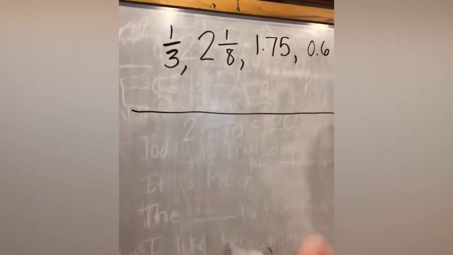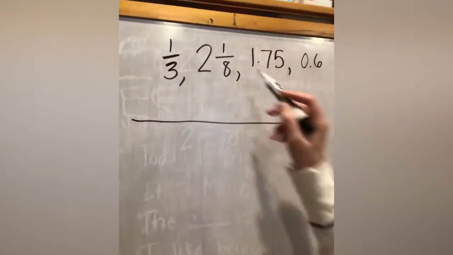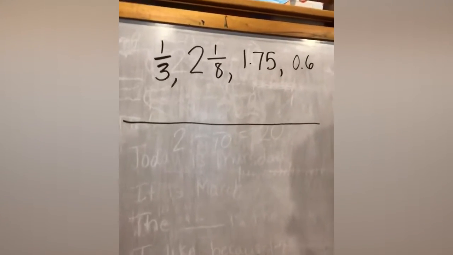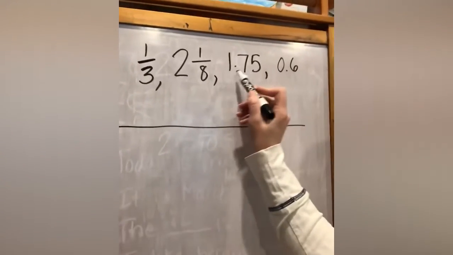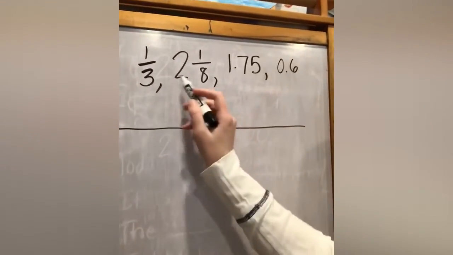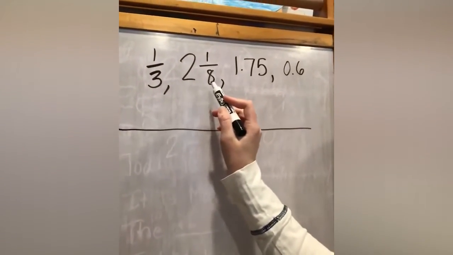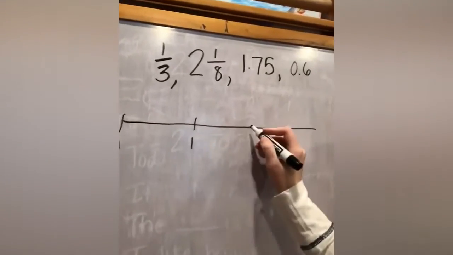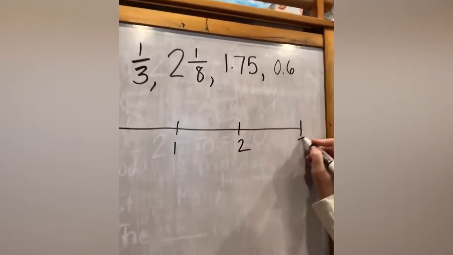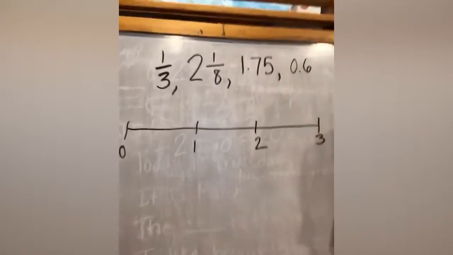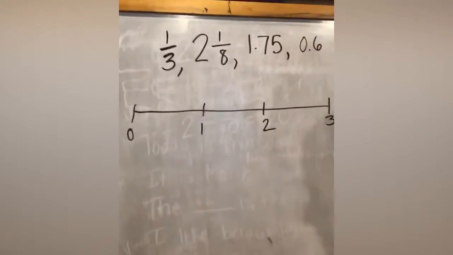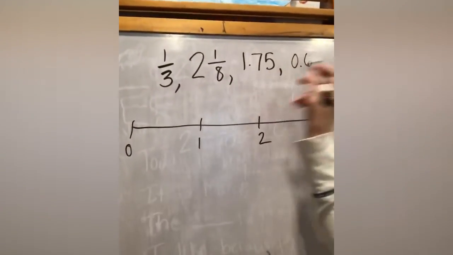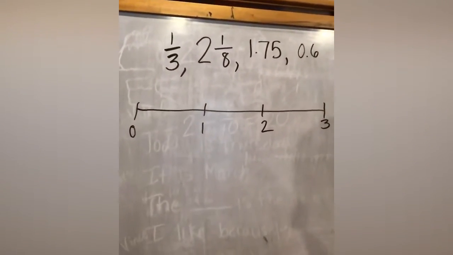So first of all, as I look at my numbers here, I see that they're not all below 1. There are some that are greater than 1 whole. In fact, I know that this number is greater than 1 whole, and I know that this number is greater than 2 whole. So for my number line today, I need to extend it all the way up to number 3. So once I have my number line ready to go, 1, 2, 3, I can go ahead and start figuring out where to plot these different numbers.